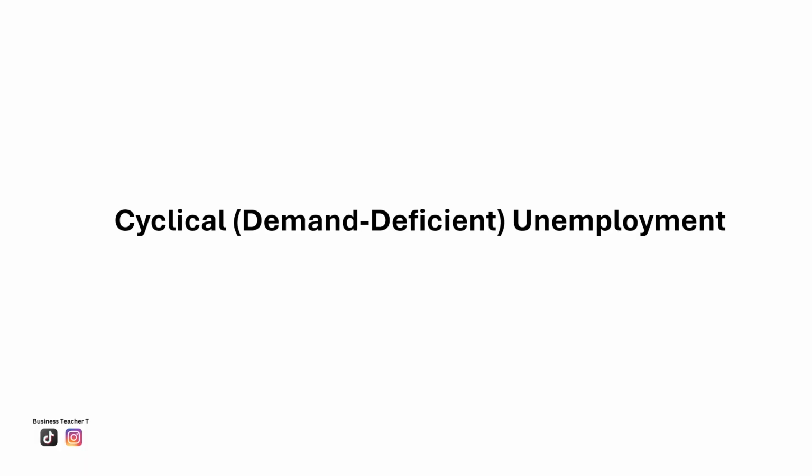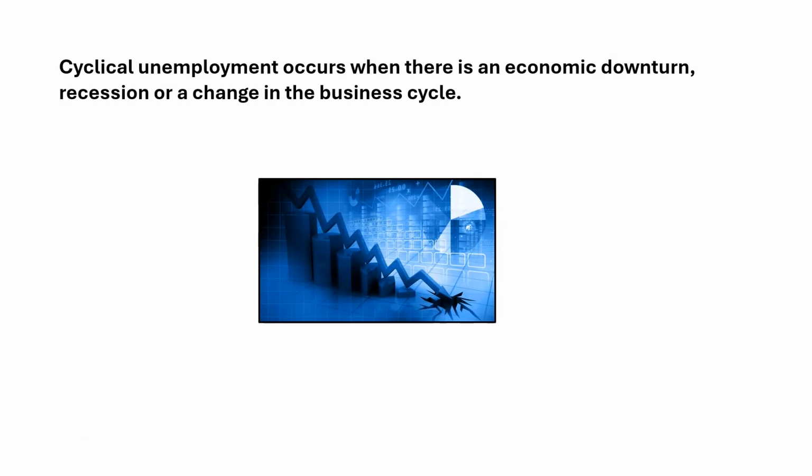Cyclical or demand-deficient unemployment. Cyclical unemployment occurs when there is an economic downturn, recession, or a change in the business cycle. It happens when there is not enough demand for goods and services in the economy. It typically occurs during periods of economic decline or recession.